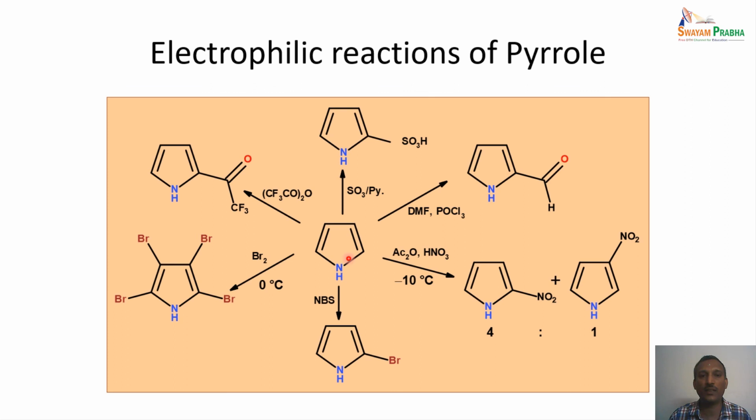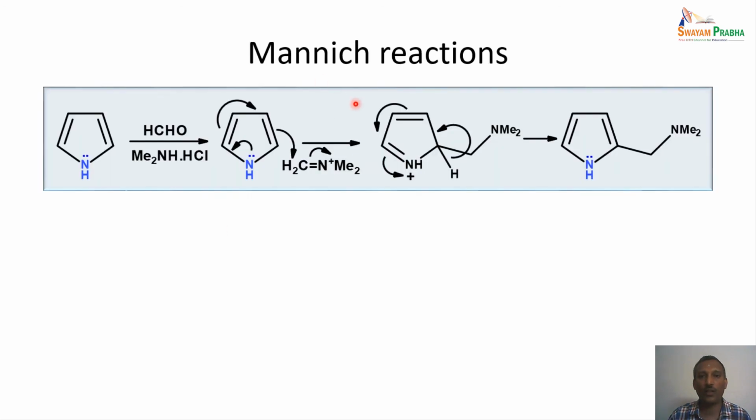So these are the various electrophilic reactions of pyrrole. Let us look at the Mannich reaction. In this particular case, pyrrole reacts with formaldehyde in the presence of a secondary amine to give the corresponding Mannich derivative. So this reaction mechanism is actually shown here. This is one of the addition reactions of pyrrole.